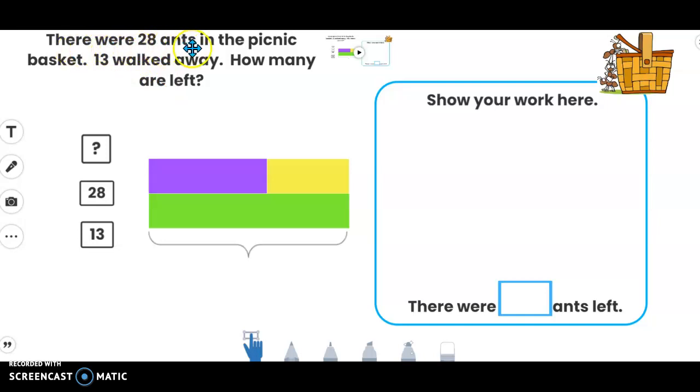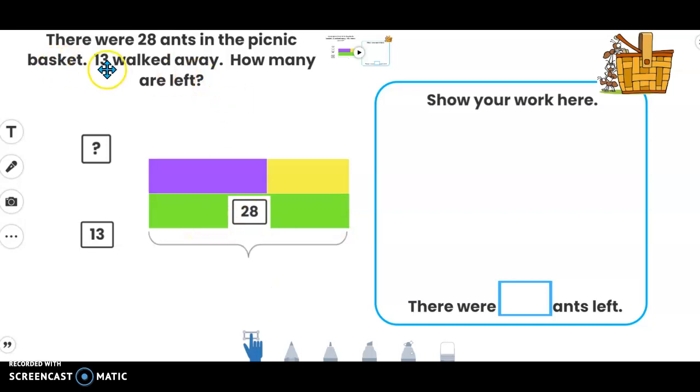There were 28 ants in the picnic basket. 13 walked away. How many are left? So, how many ants are there in the picnic basket altogether? Does it tell us? Yes, it tells us in the first sentence there were 28 ants in the picnic basket. So we are going to put that as our whole because that's how many ants there were altogether.